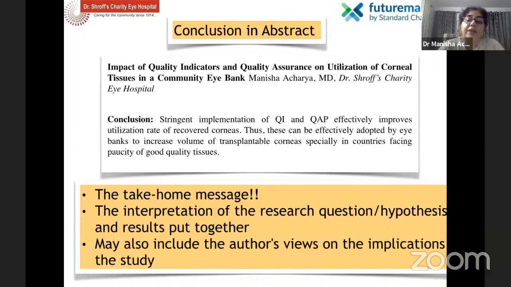Something like what can be extrapolated to most of the iBanks in this case, which we could say: that this stringent implementation would effectively increase the utilization rate, and it can be effectively adopted because it's an objective way you can put them in your iBanks. So the interpretation of the research question and the results put together should come in the conclusion, and the author's view on the implications of the study is also acceptable.